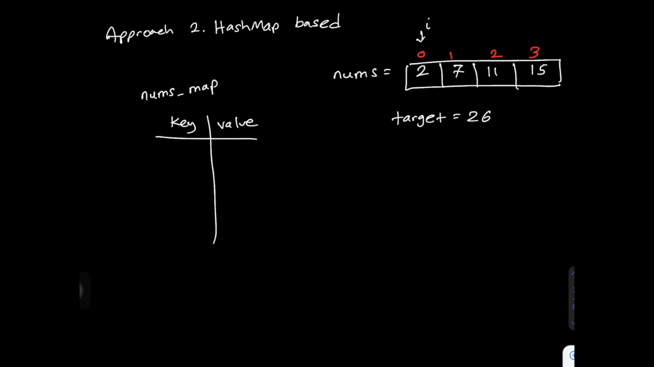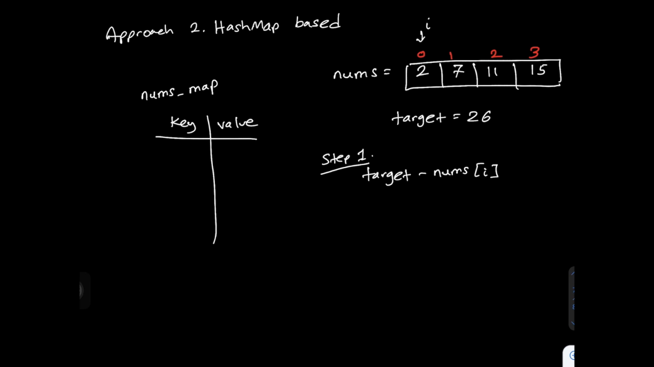So what would be the key here? In terms of the key, for each of the values that we're iterating, we first calculate the value of target minus nums of I. So what does it give us? Meaning, when we are at the first index, or index 0, we are at a value 2, right? So this is step 1: we calculate target minus nums of I. What does that give us? That gives us a value of 24.